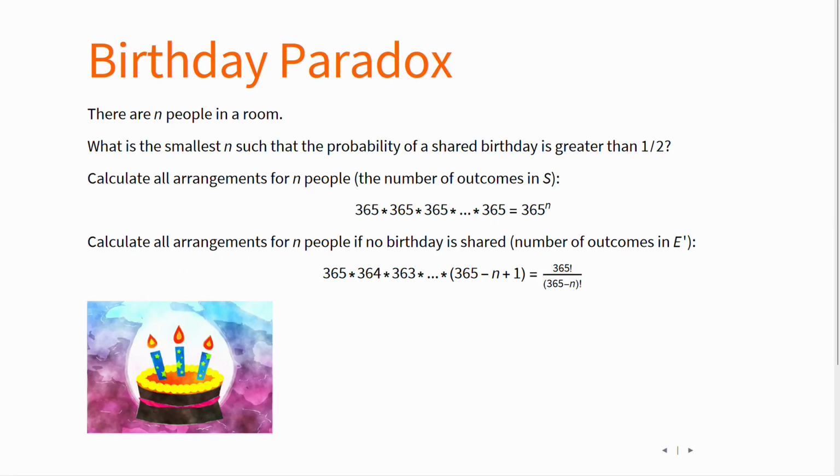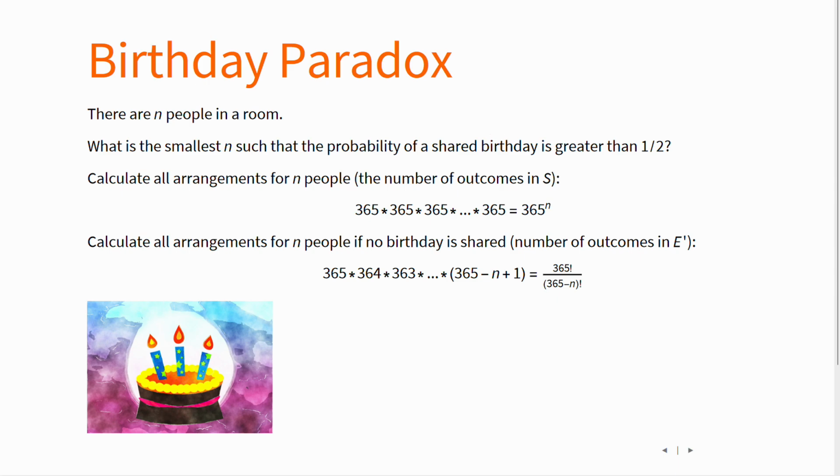While the equally likely outcomes assumption is often intuitive, it sometimes yields surprising results. So let's look at this interesting example. Imagine you have a group of n people in a room. What's the smallest n such that the probability of 2 people sharing the same birthday is greater than 1/2?